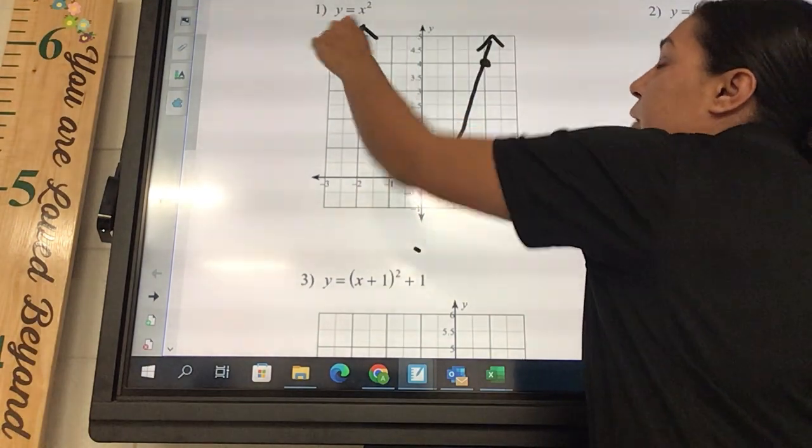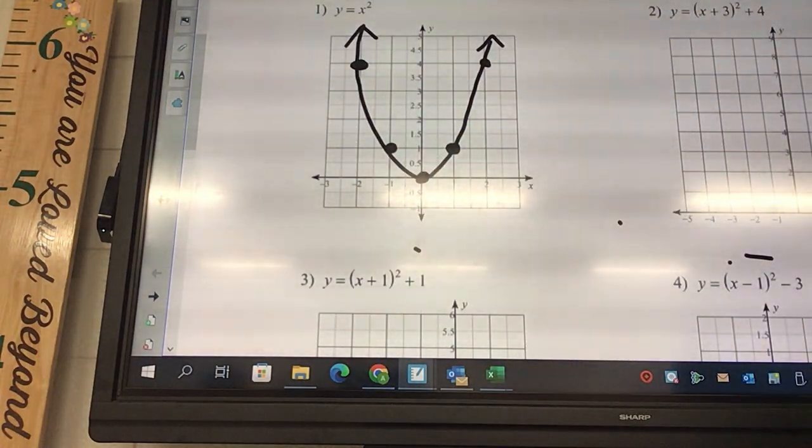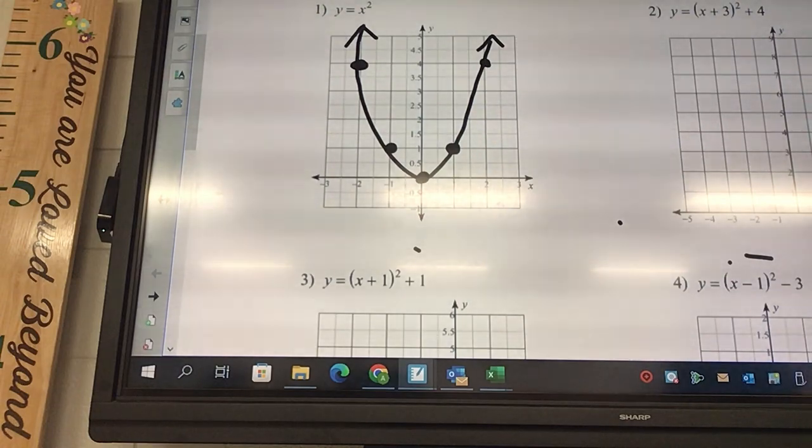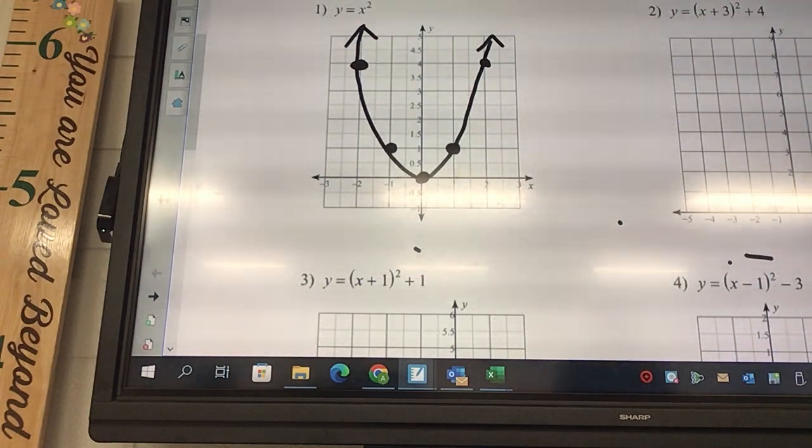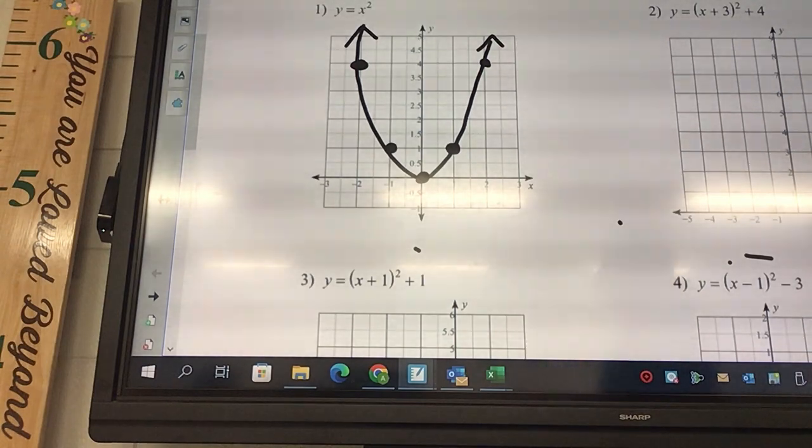And then you're gonna draw two arrows at the very top, because that graph keeps going. You could plot the third set of points or the fourth set of points. In this case, we're not. So that's the mom and dad graph. Every graph is based upon this graph.